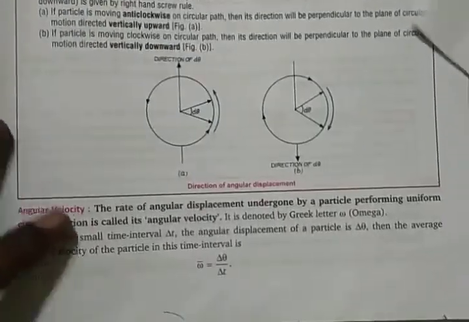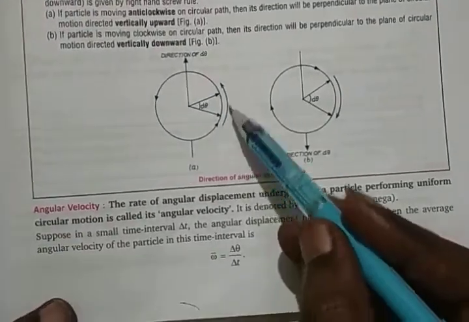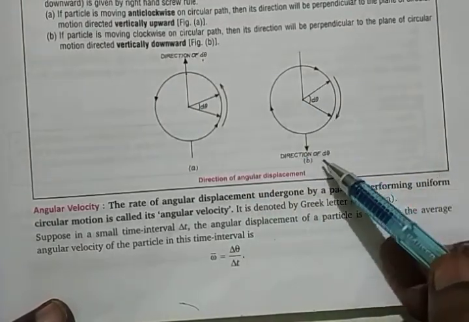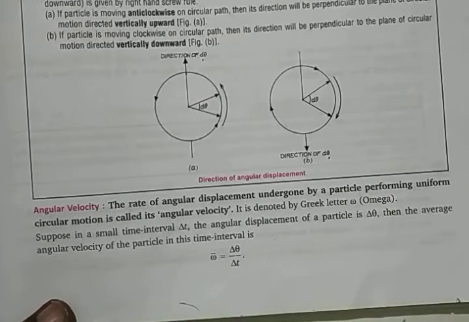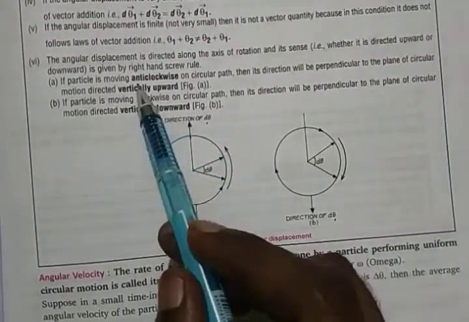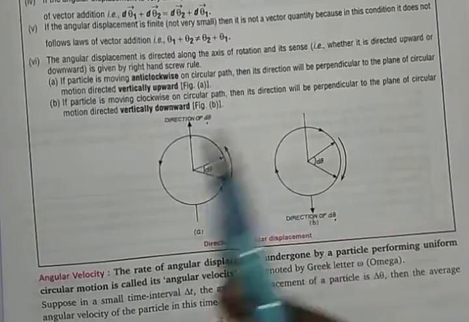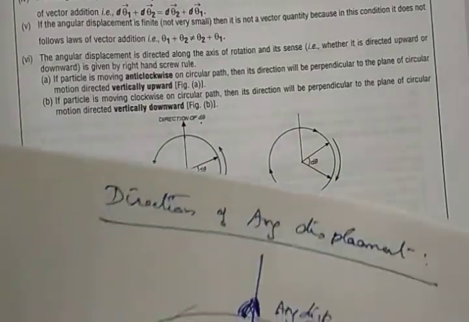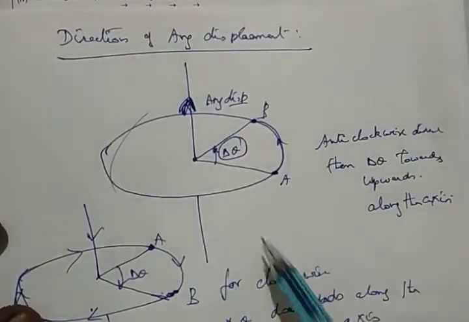So here also you will find when it is going like this, the direction of delta theta is upward, and when it is coming down, it is the direction of this one. Okay. So that's the way it is. It is given a name called the right hand screw rule. You can just see that as an example here. We have explained clearly a small definition of delta theta.